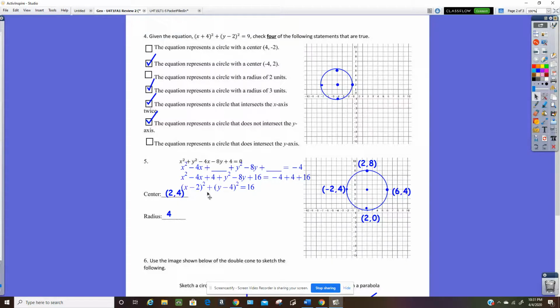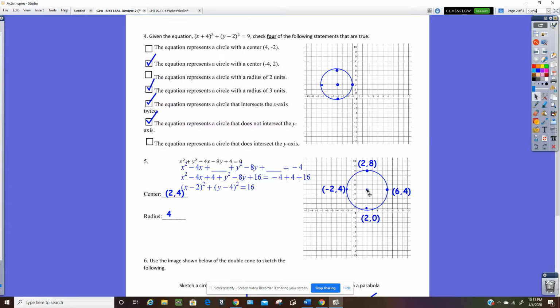So here's my center, opposite of negative 2 is positive 2. Opposite of negative 4 is positive 4. Square root of 16 is 4. So I go over here, plot the point (2, 4), and then go 4 to the right, (6, 4). 4 to the left, (-2, 4).